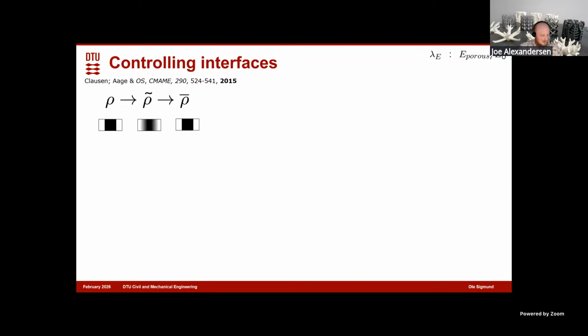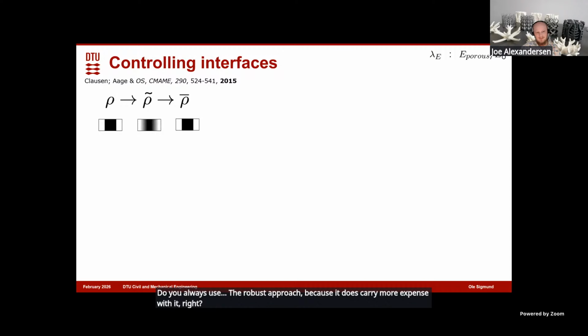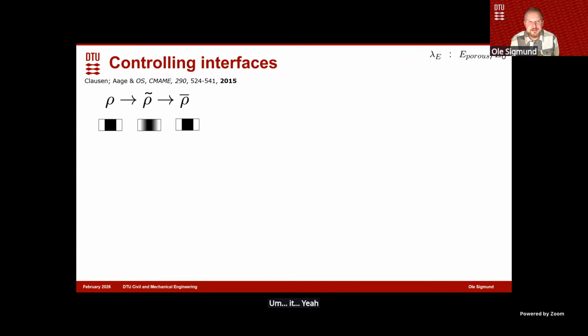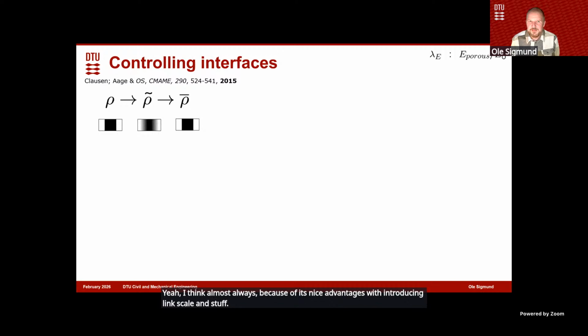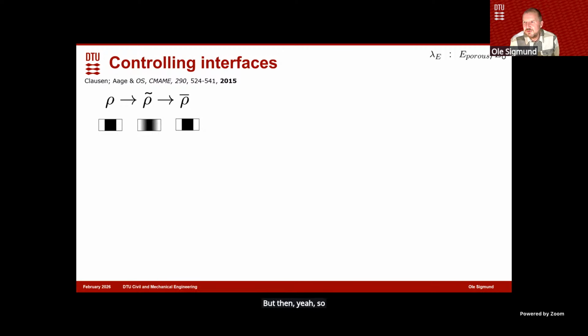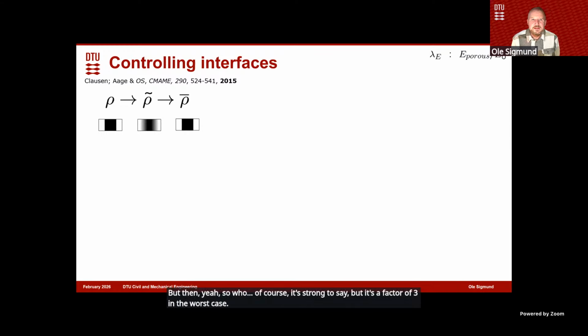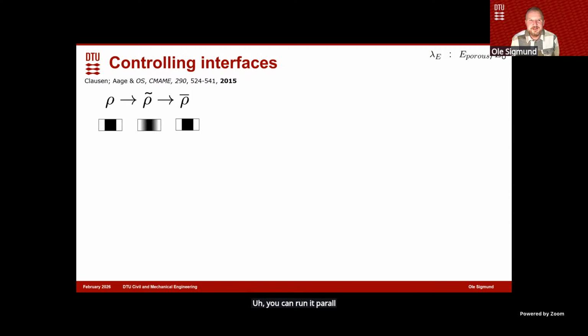Do you always use the robust approach? Because it does carry more expense with it, right? Yeah, I think almost always, because of its nice advantages with introducing length scale and stuff. But it's a factor of 3 in the worst case. You can run it in parallel, so it's not that bad.